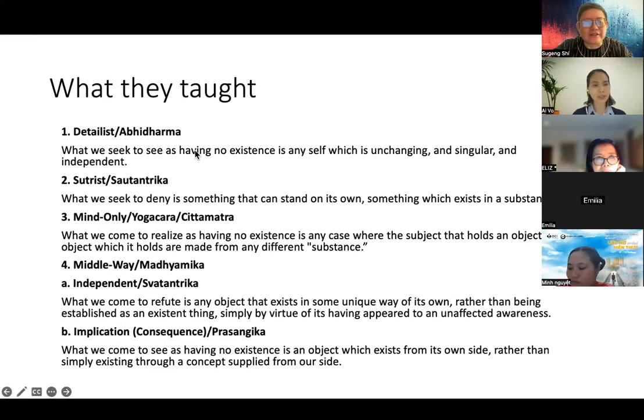Okay, so that is a gacha. How about the sutras? Or we call them Sautantrika.